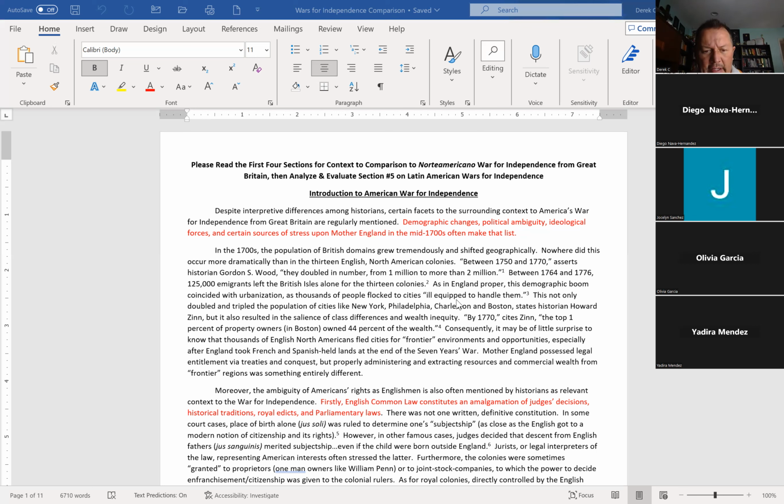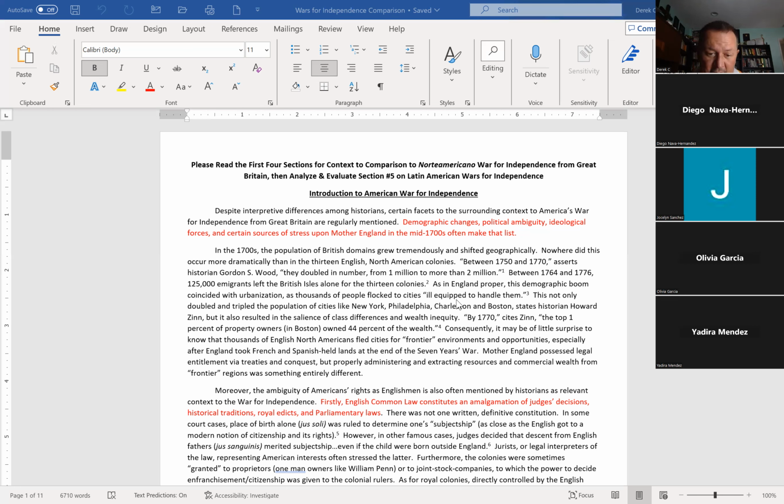Nevertheless, I felt like these topics here, especially with the American War for Independence, are almost universally considered relevant, no matter what your interpretation is. You ought to consider them when you're looking at the American War for Independence. So one thing is ambiguity when it comes to the Americans, the Norte Americanos, as the Latinos would call us, the North Americans.